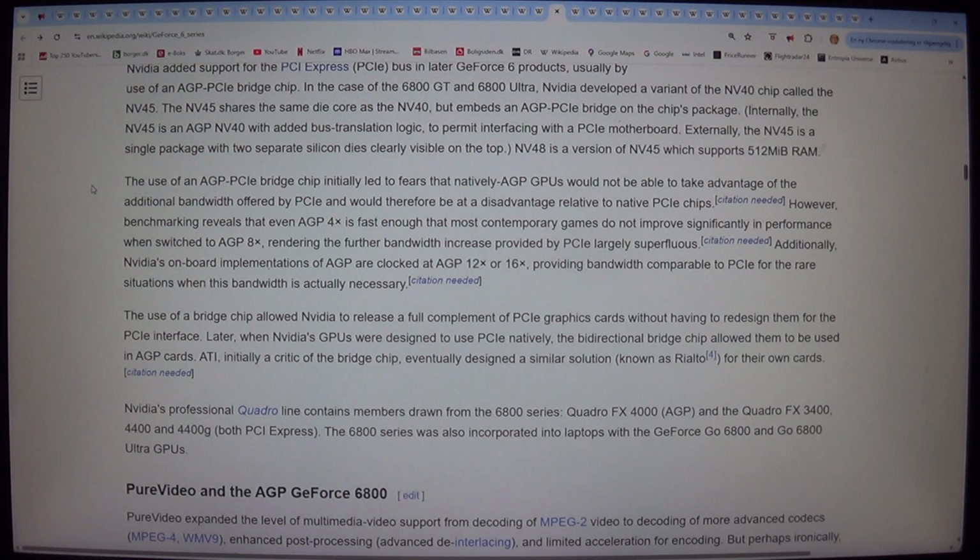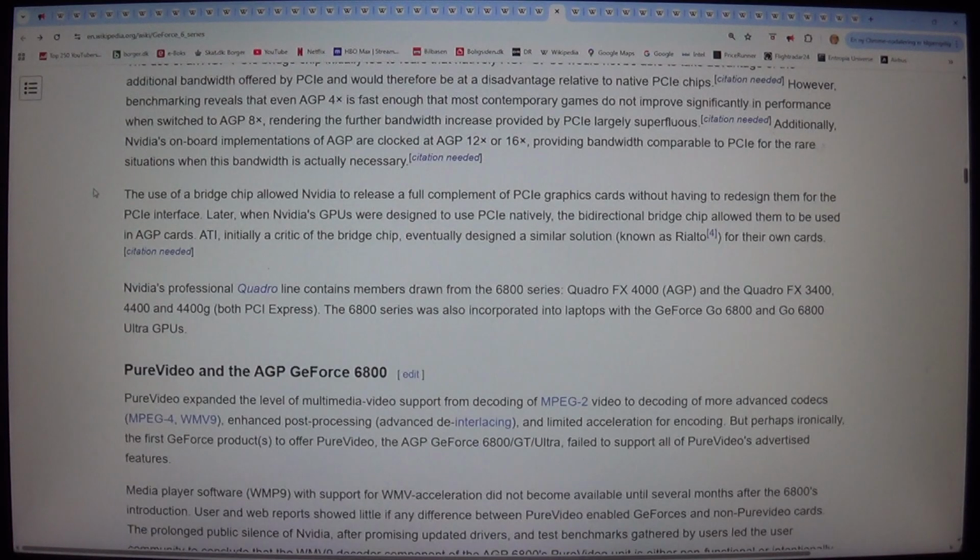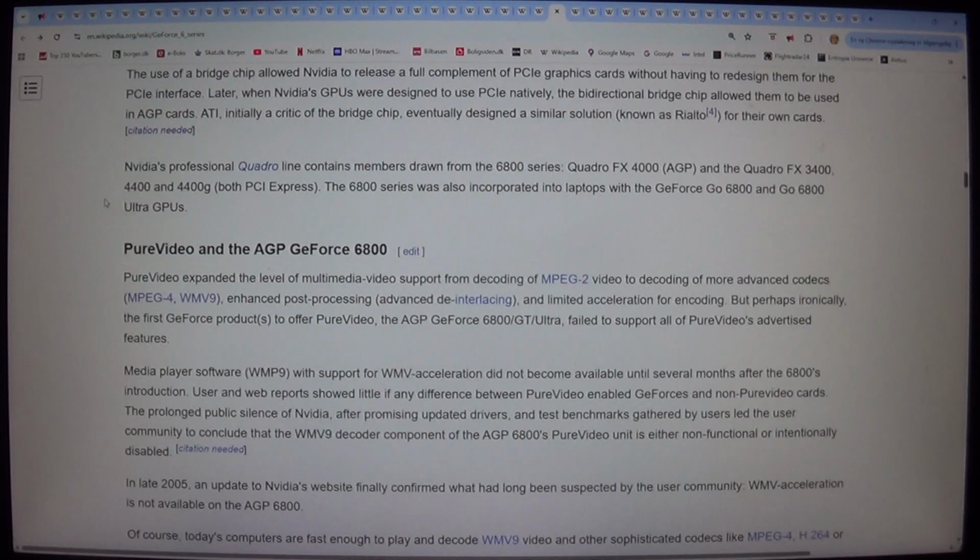Additionally, NVIDIA's onboard implementations of AGP are clocked at AGP12 or 16, providing bandwidth comparable to PCIe for the rare situations when this bandwidth is actually necessary. The use of a bridge chip allowed NVIDIA to release a full complement of PCIe graphics cards without having to redesign them for the PCIe interface. Later, when NVIDIA's GPUs were designed to use PCIe natively, the bidirectional bridge chip allowed them to be used in AGP cards. ATI, initially a critic of the bridge chip, eventually designed a similar solution, known as Rialto, for their own cards.